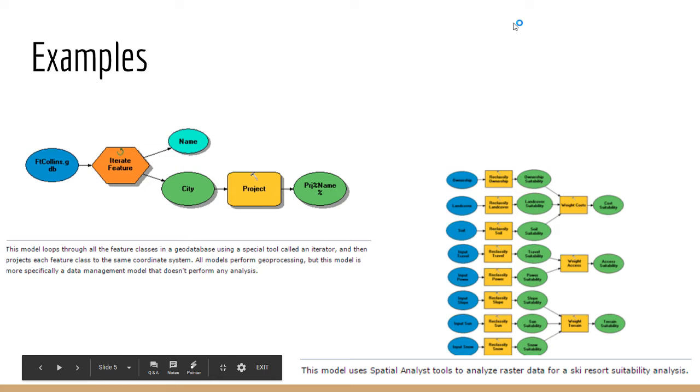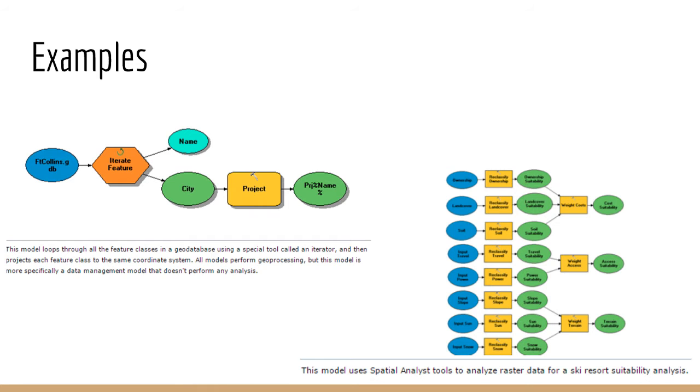So let's just look at a couple quick examples. The example on the left here is a model that loops through all of the feature classes in a geodatabase. It uses a special tool called an iterator or an iterate feature classes tool, and it projects each feature class to a new coordinate system. So we're not talking about the project on the fly functionality in ArcMap here. We've seen how if layers, feature classes, or shapefiles have a defined coordinate system, they can project on the fly in ArcMap to match something else.